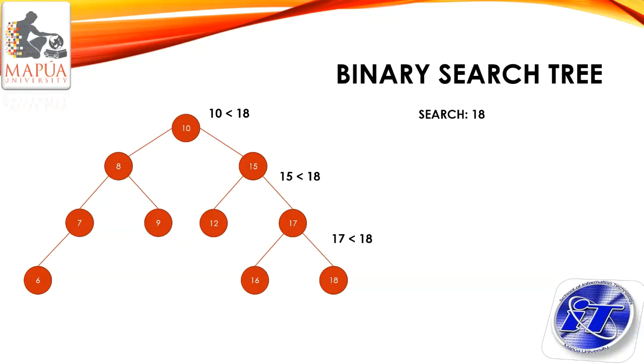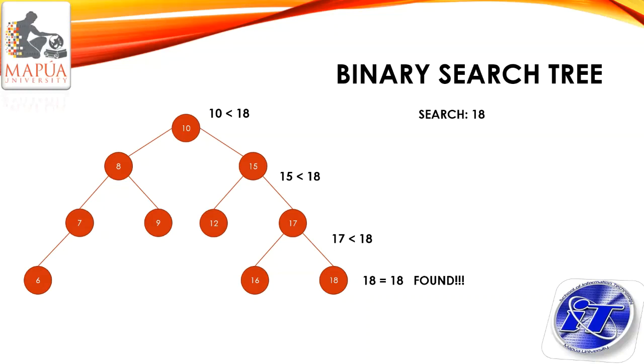17 is less than 18, so it's not equal and we haven't found 18. We go to the next child node, which is 18. We compare, and it's equal. Therefore, we found the value. That's how a binary search tree works. If the value we're looking for is greater than the node, go to the right. If it's less than the node, go to the left.